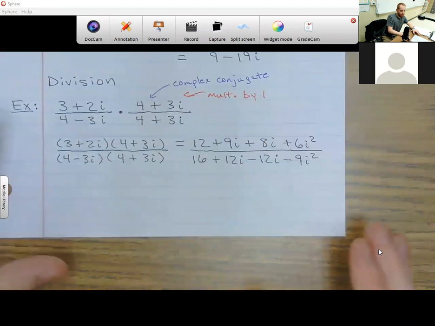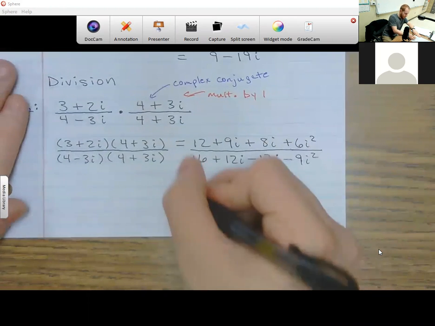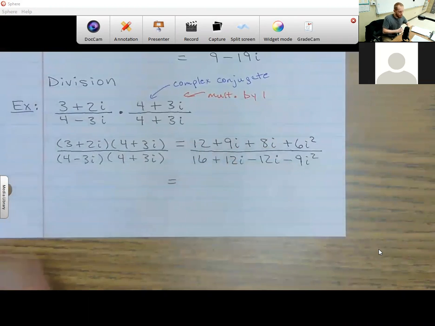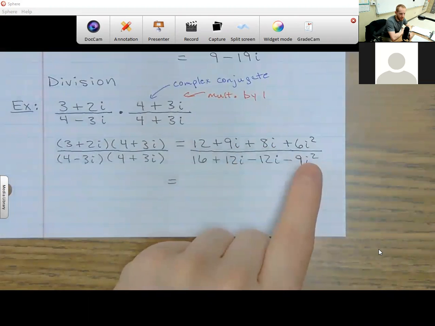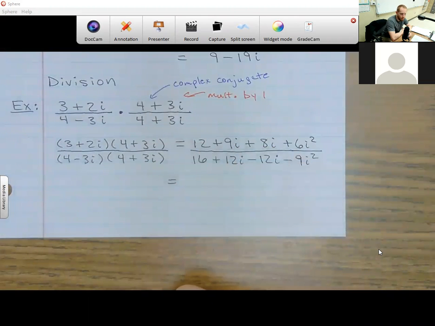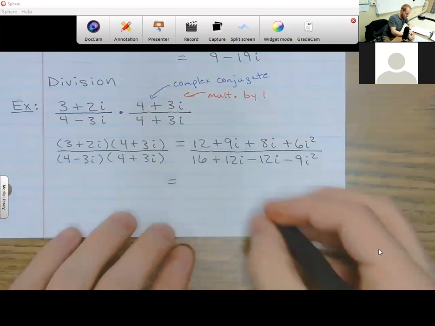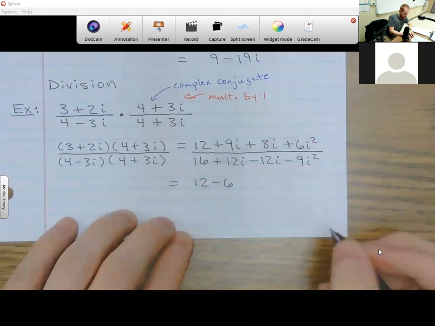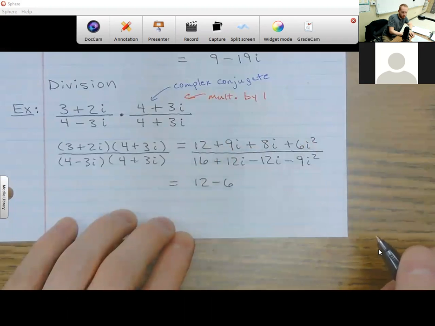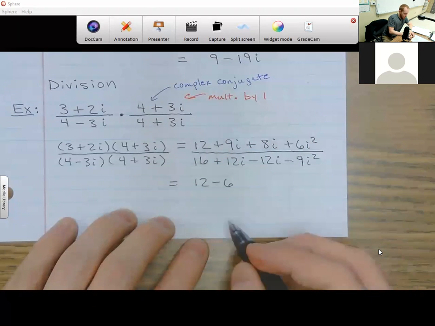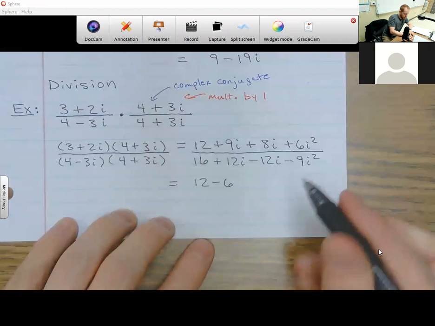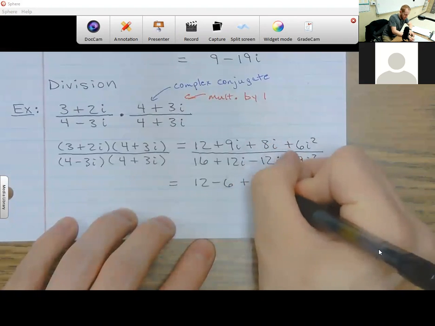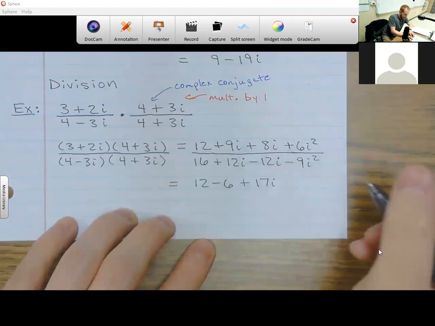All right, so let's simplify a little bit on the top. When I simplify on the top, notice how this 6i squared becomes a negative 6. So 12 minus 6 is going to give me 6. But for now, I'm just going to write it as 12 minus 6. Now, we can put the middle two parts together to get 17i, right?